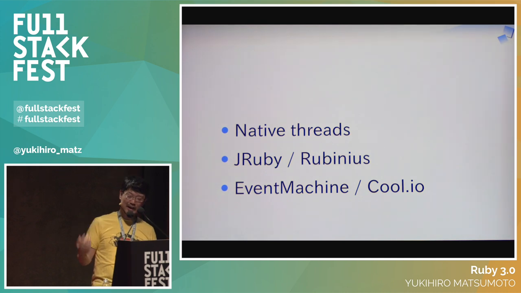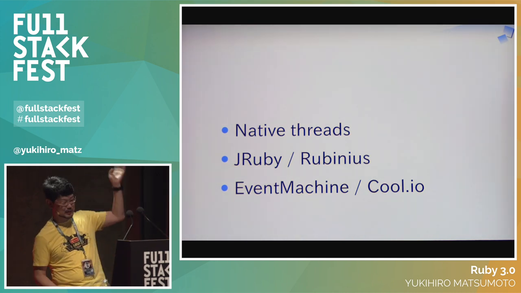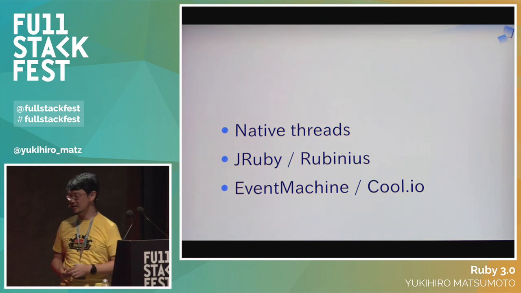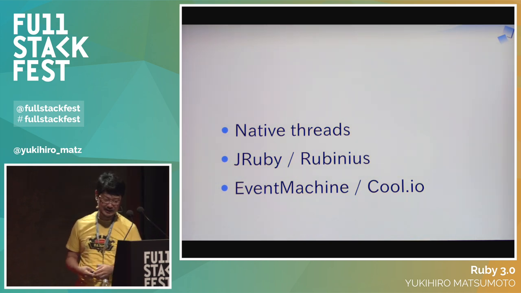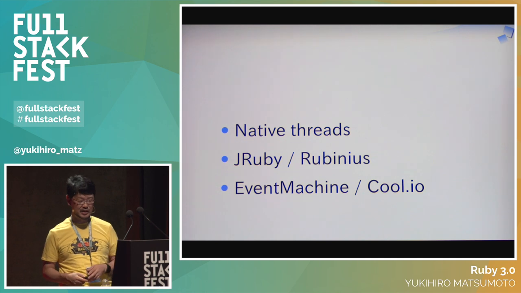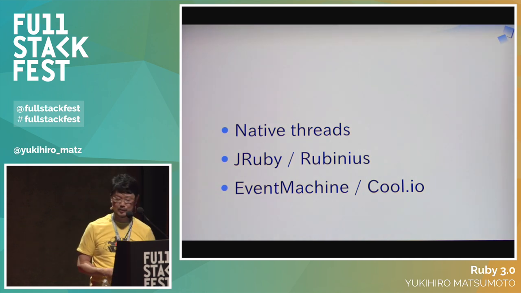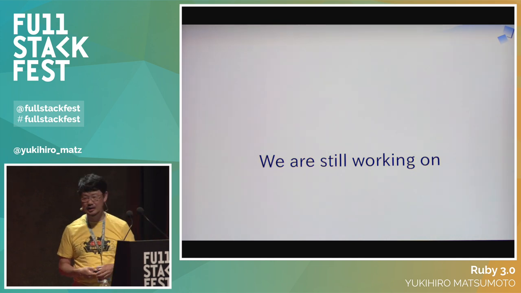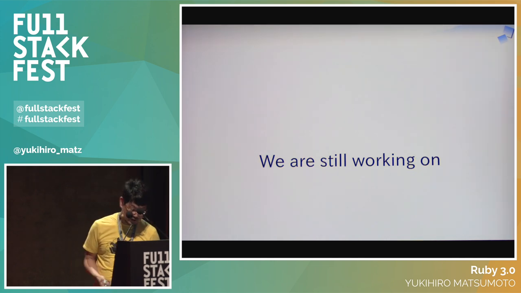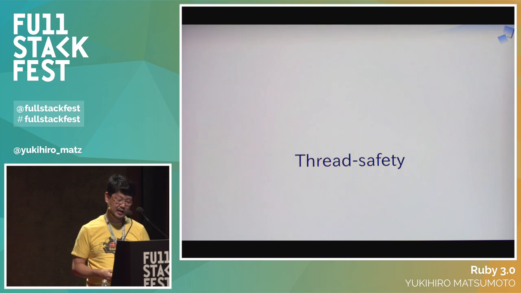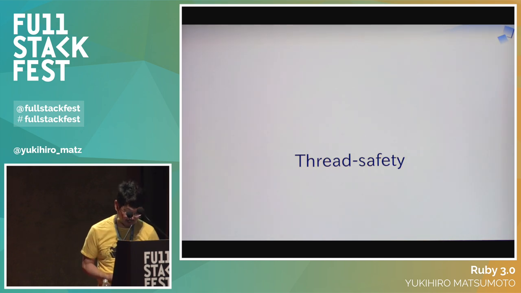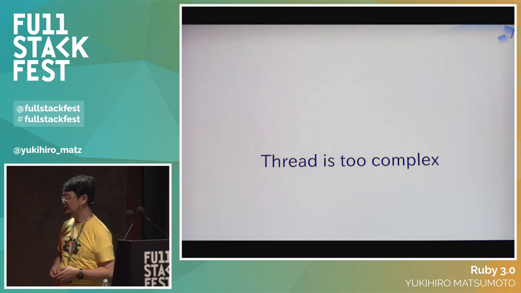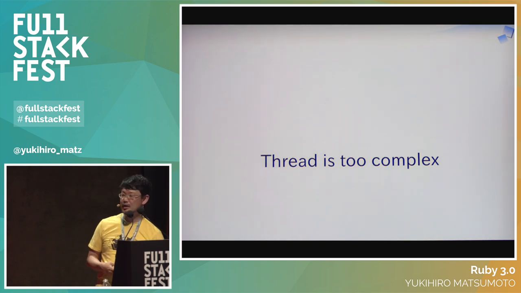Okay, but we have several things. We have native threads for I/O-intensive work, and JRuby and Rubinius are relatively better at thread safety. And then we have EventMachine and cool.io for event-driven programming. We are still working on concurrency. Concurrency is hard. Thread safety is very, very difficult. Threads are too complex. Concurrency itself, in nature, is very complex.